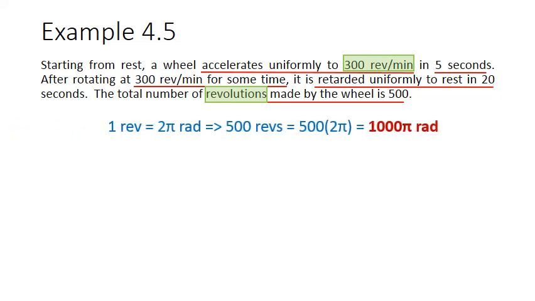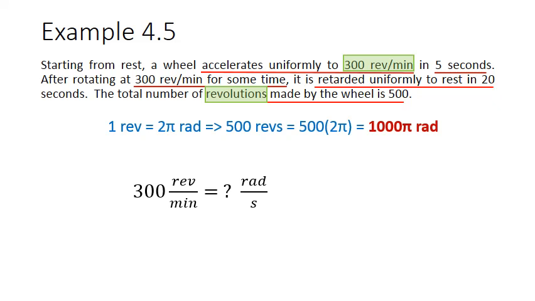One revolution is 2 pi radians. 500 revolutions will be equal to 500 times 2 pi, which is 1000 pi radians. Next, we have to convert the 300 RPM. Now, we have to convert revolutions per minute to radians per second.